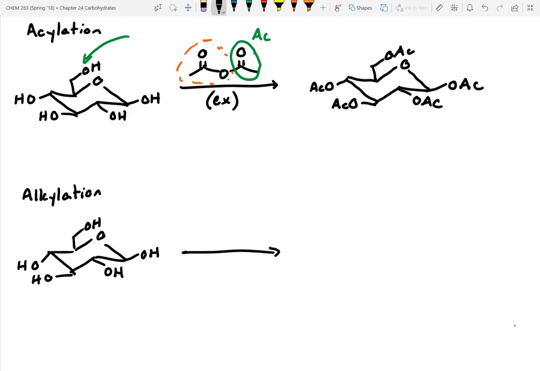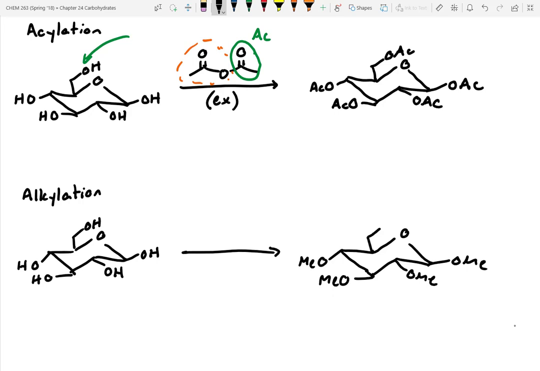Okay, so let's take a look at the alkylation. Let me fix this a bit. And I want you to help me predict what reagent we would need to accomplish this transformation. This time we're adding on methyl groups, so we're making a bunch of ethers. Let me move this oxygen down further into the ring. There we go. So what reagent do you think we would need in order to do this alkylation?